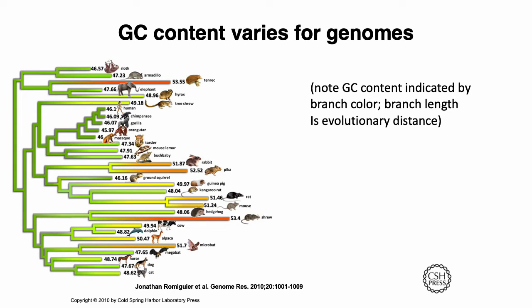As I mentioned on the previous slide, GC content can vary pretty widely across different genomes. Here's a phylogenetic tree with different organisms indicating the relative percent GC content of different genomes. The variation itself may not look that big, in the sense that you can see that some organisms like the shrew are at 53.4%, in comparison to, say, orangutans that are at just a little under 46%. But you have to remember that given the size of these genomes, a difference of like 7% in GC content is actually pretty big.